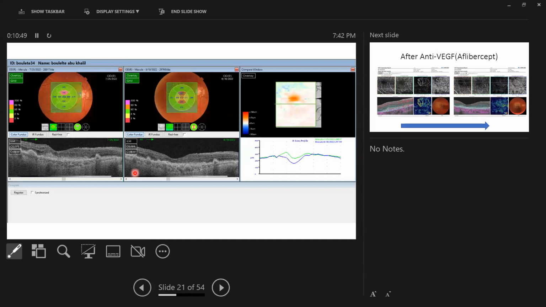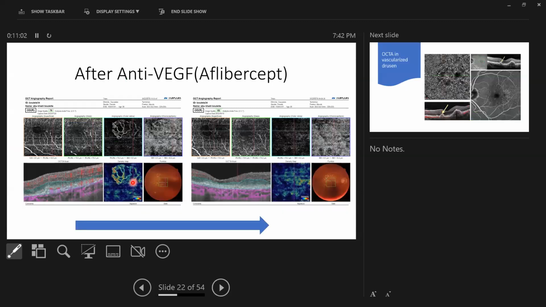Okay, so this is one of my cases, presented to my clinic with a wet AMD. The patient received one injection of anti-VEGF, and you can see with the OCT angio, this is before the treatment, and this is after the treatment. And you can see here, there is the disappearance of the macular neovascularization.